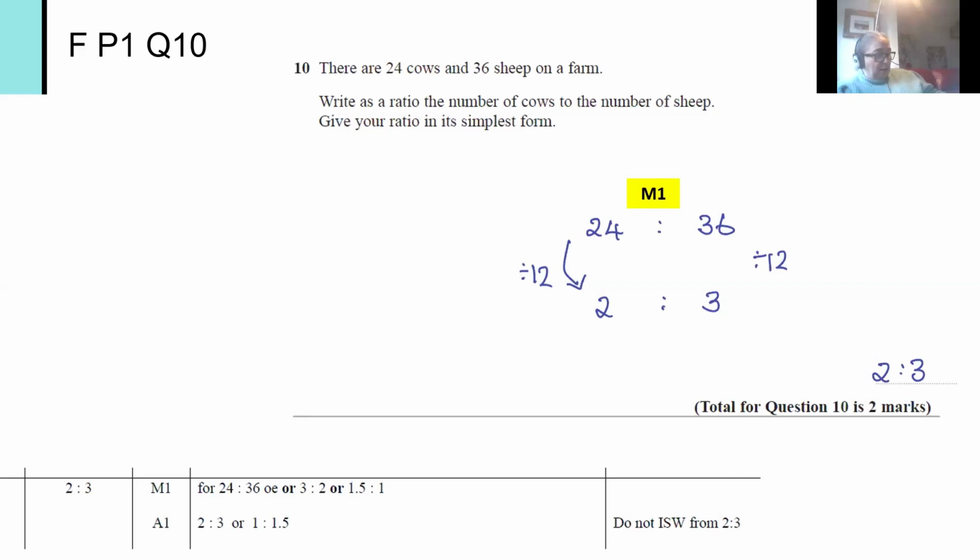Then they've got 2 to 3. However, it's worth noting, it doesn't say show your working. So if they'd gone straight to 2 to 3, that would have given them full marks. So this is an example of where working isn't required.